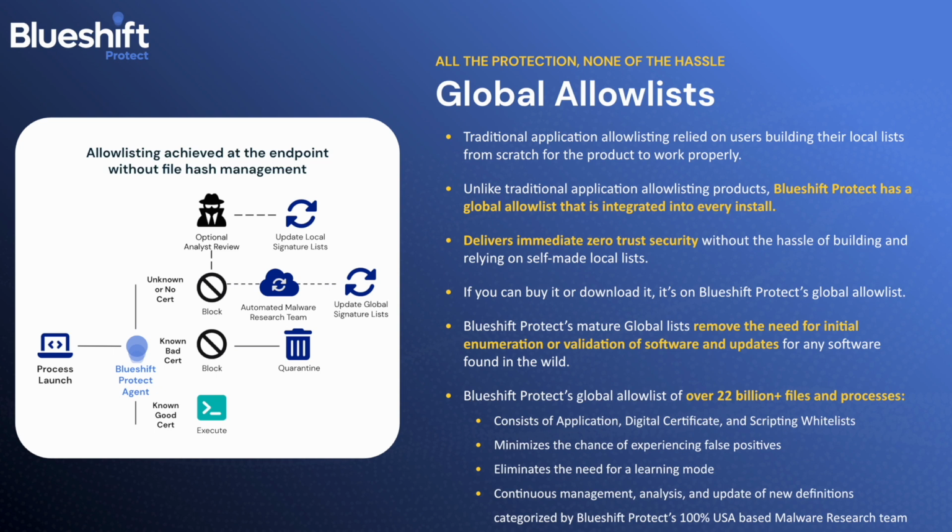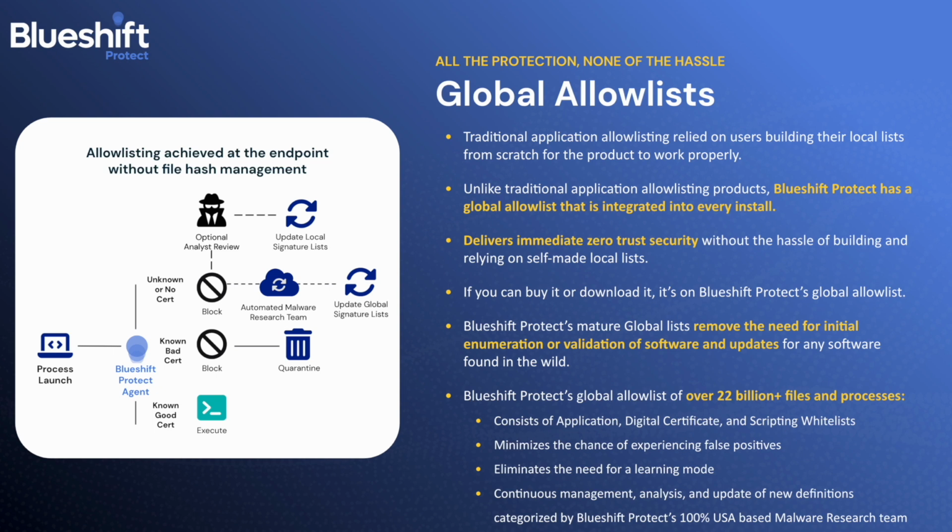So this kind of eliminates that need of the learning mode. We already know about, again, over 22 billion approved applications that are already on our list. Those are allowed to run. We know they're good. We do check those based on their certificates and other things. So you're not having to go through and classify things that we already know about.